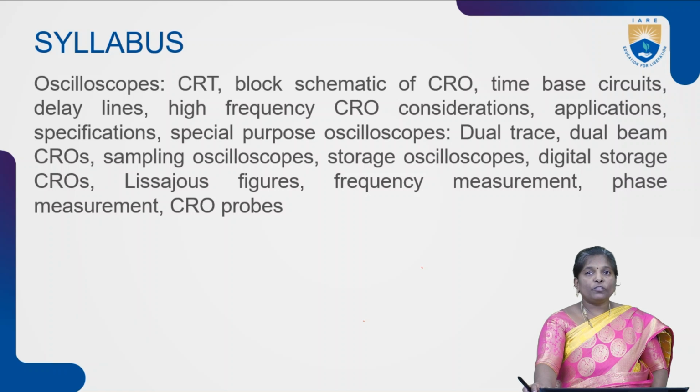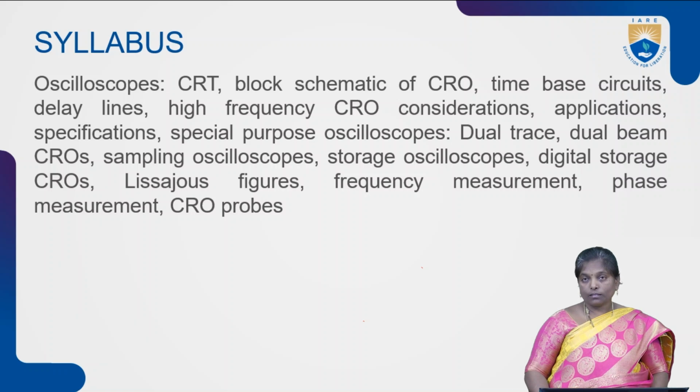In this oscilloscope, we have different types. They are special purpose oscilloscopes, dual trace oscilloscope, dual beam CROs, sampling oscilloscopes, storage oscilloscope, digital storage CROs, Lissajous figures, frequency measurement, phase measurement and CRO probes. Here in this second module, we mainly focus our attention on different types of oscilloscopes and how these oscilloscopes are helpful to find out output voltage or output current that varies with respect to time t.